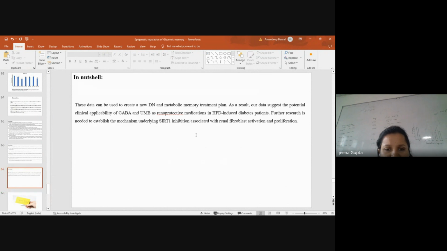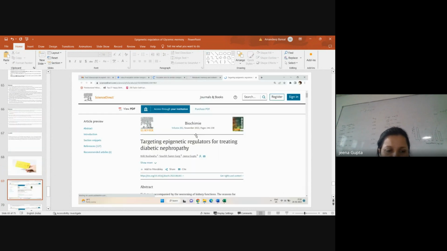So, in a nutshell, we can say this data can be used to create a new diabetic nephropathy and metabolic memory treatment plan, because this is the first time we are producing these types of models for glycemic memory. Our data also suggests the clinical applicability of GABA and empagliflozin. They can be potential drug candidates for nephroprotection in diabetic patients. However, further research is needed to establish the mechanism underlying certain inhibition and fibroblast activation and proliferation. So that's all for today.